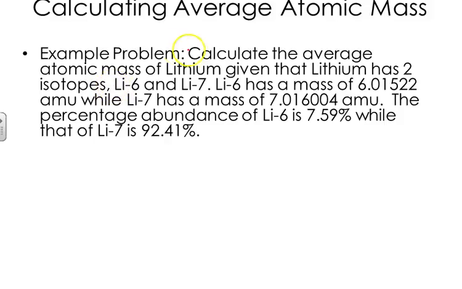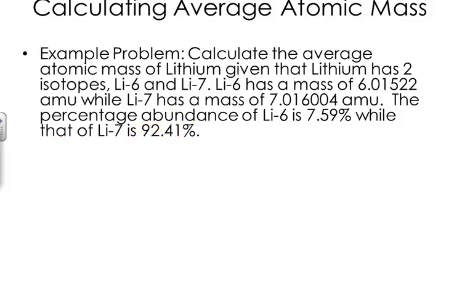Okay, so as an example problem, let's calculate the average atomic mass of lithium, given that lithium has two isotopes, lithium-6 and lithium-7. Lithium-6 has a mass, as given in AMUs. Lithium-7 has a mass of this. Percentage abundance of lithium-6 is 7.59, while lithium-7 is 92.41.